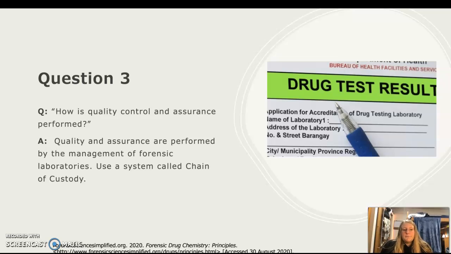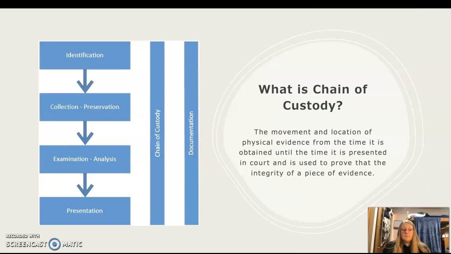The third question, how is quality control and assurance performed? Quality control and assurance are performed by the management of forensic laboratories. They also use a system called chain of custody. What is chain of custody? It's the movement and location of physical evidence from the time it is obtained until the time it is presented in court, and is used to prove the integrity of a piece of evidence.